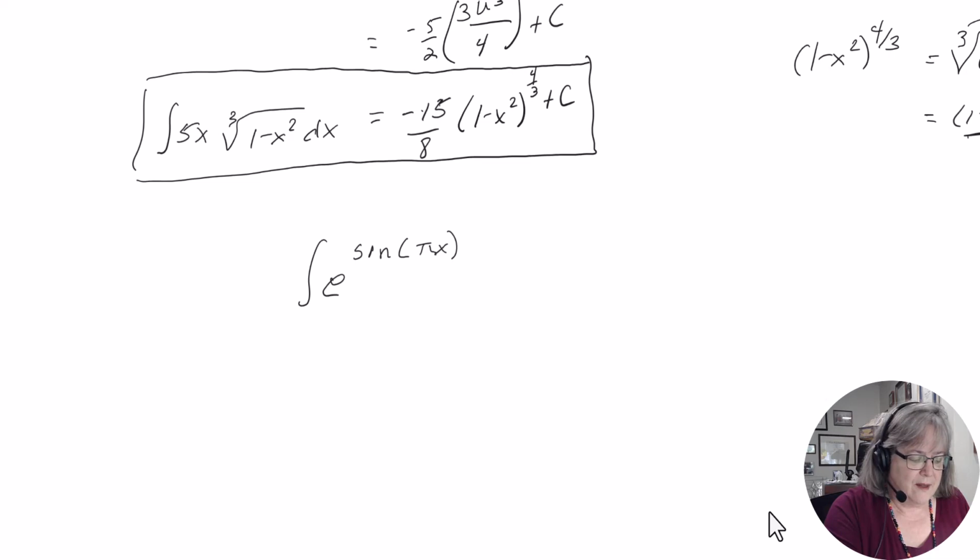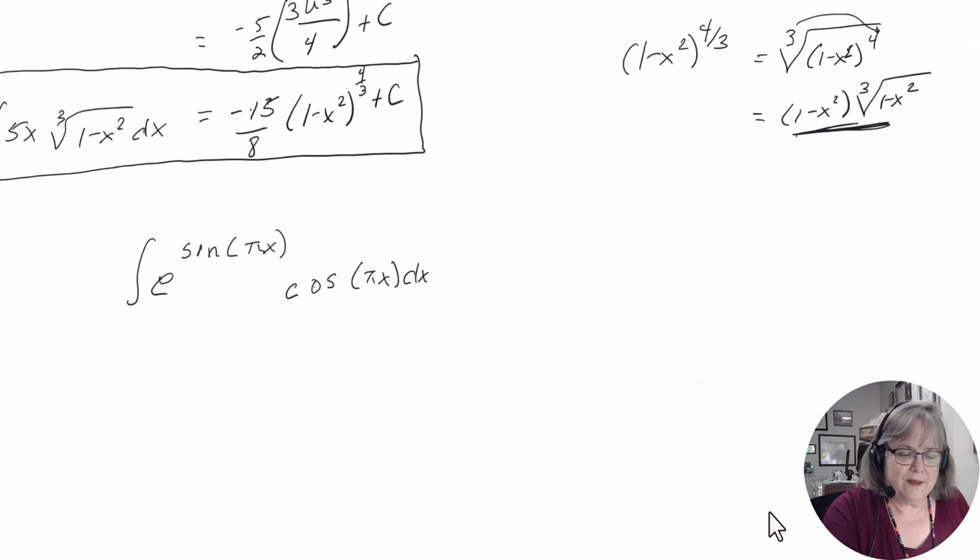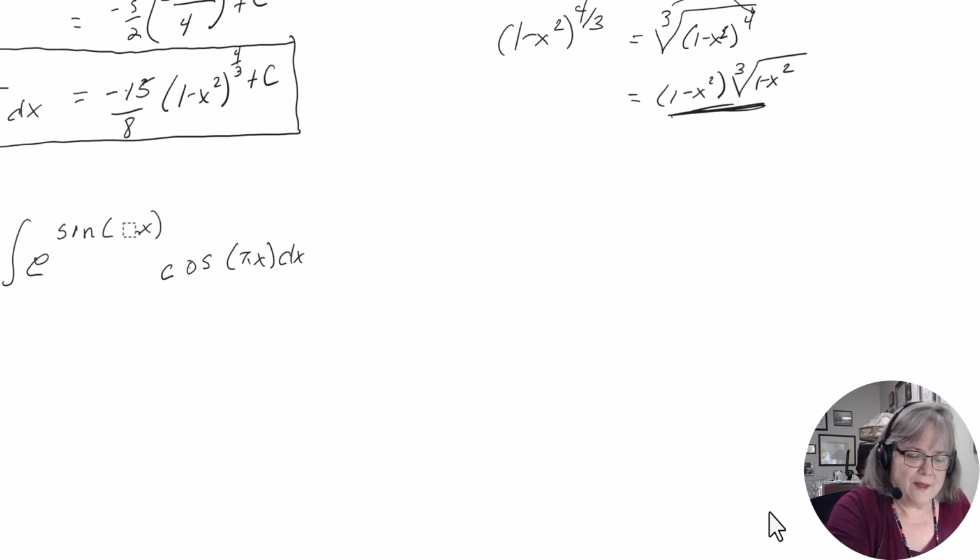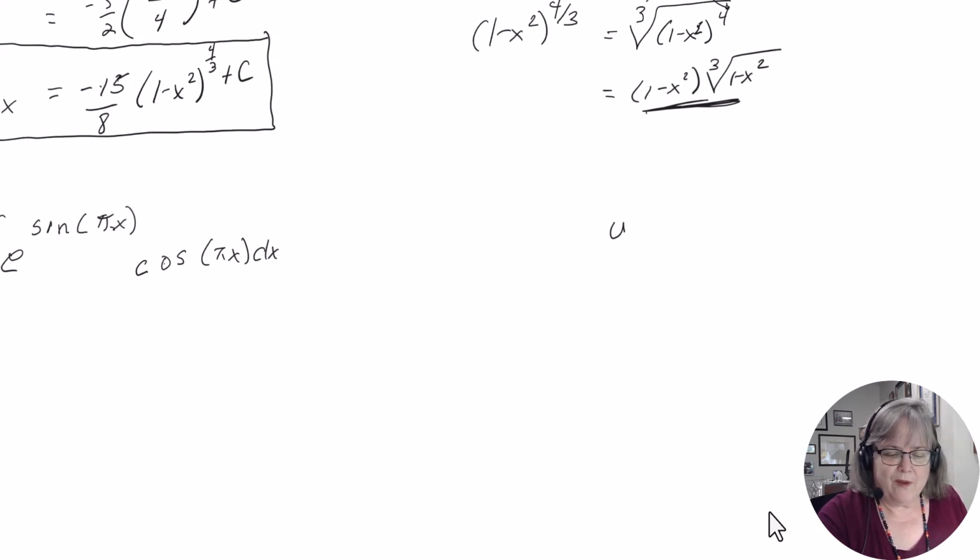Okay, e raised to the sine of pi x cosine of pi x dx. All right. Now, this is where you sort of have to be careful. Well, you should be careful all the time. But if you let u be the entire thing, e to the sine pi x, then du, remember the derivative of e to anything is itself.